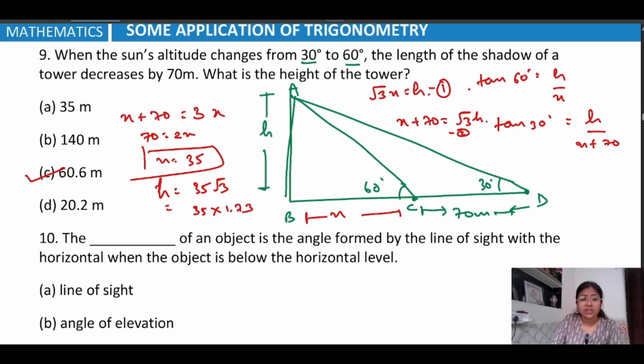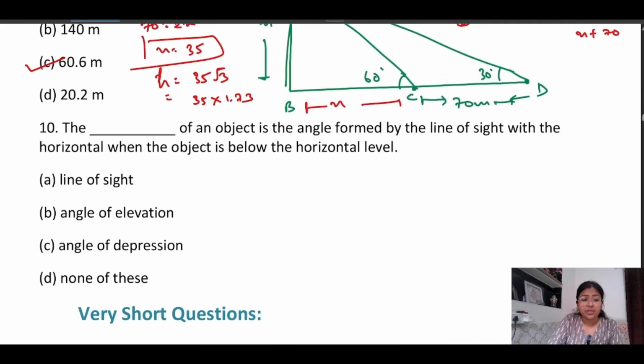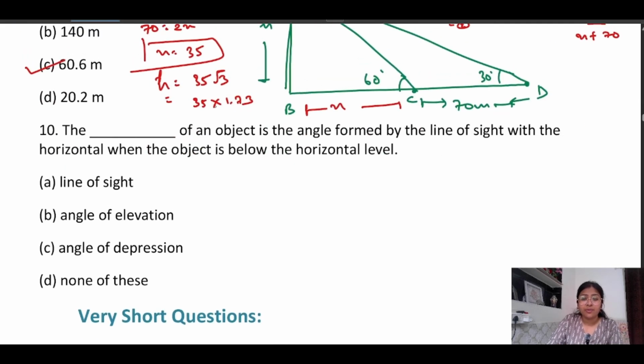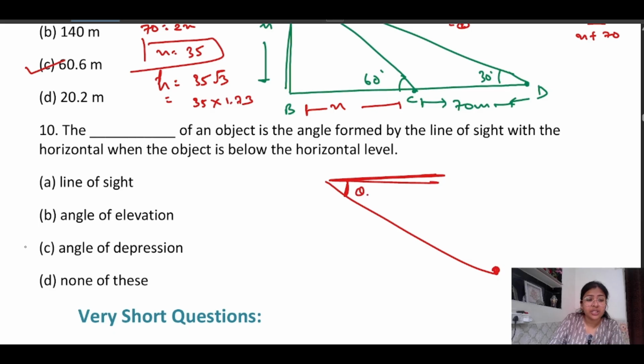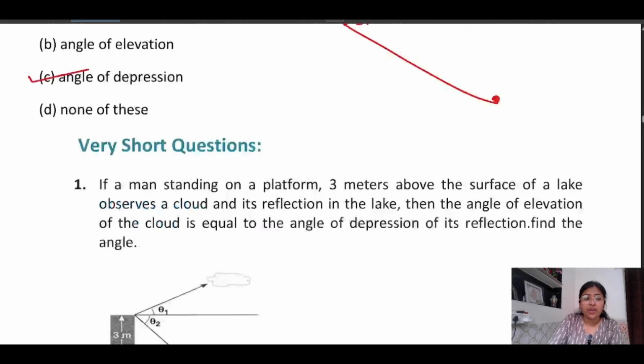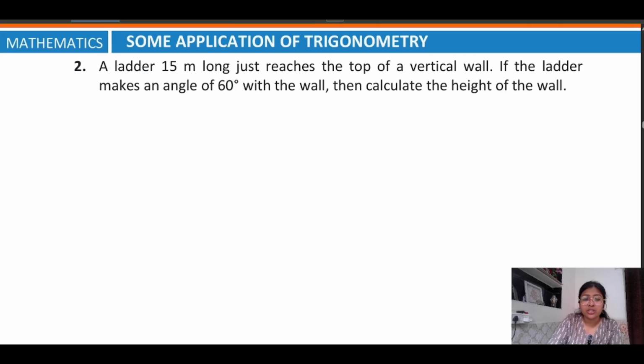60.6. Okay, learners, the last MCQ: do you know the answer? Read the question. The dash of an object is the angle formed by the line of sight with the horizontal level. It can be angle of elevation, it can be angle of depression. But when the object is below the horizontal level, this angle is called angle of depression. Yes, very good. Now we are moving to the short answer type questions.